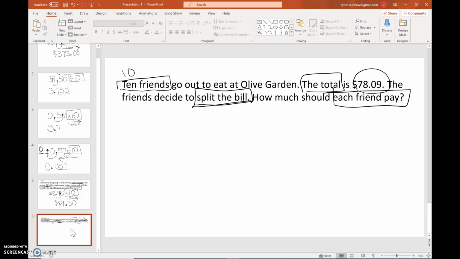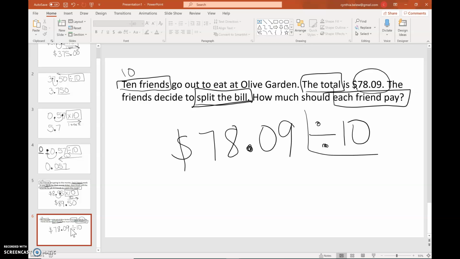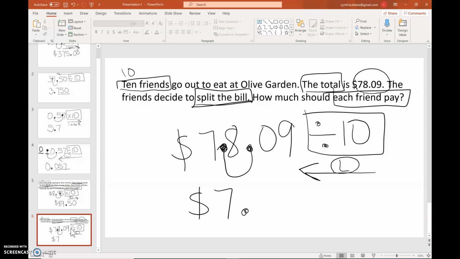So on this example, I know that I am dividing. So I have $78.09 divided by 10. I'm dividing by 10. That decimal is just going to slide one place over to the left because this number needs to be smaller. So now it is $7 and we can put 809, but we know that that would be 81 cents if I rounded it, okay?